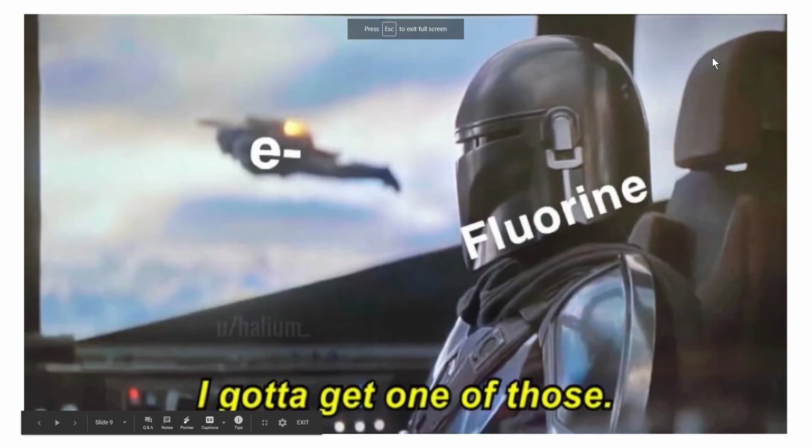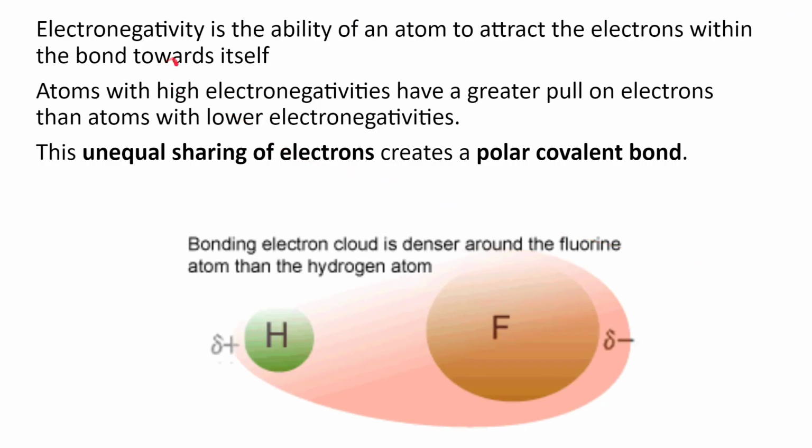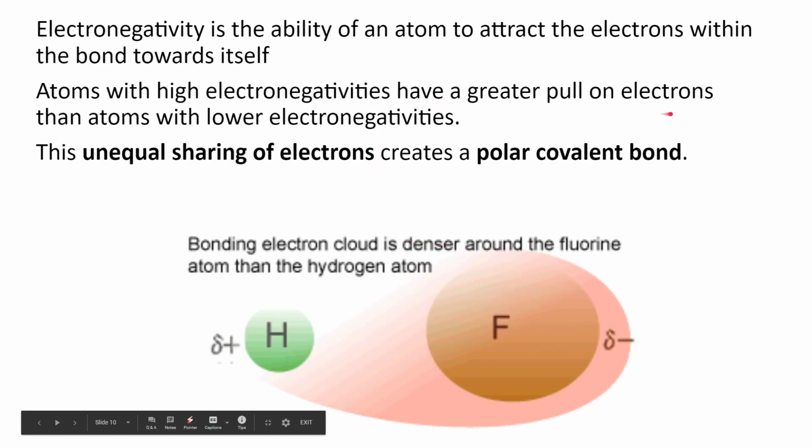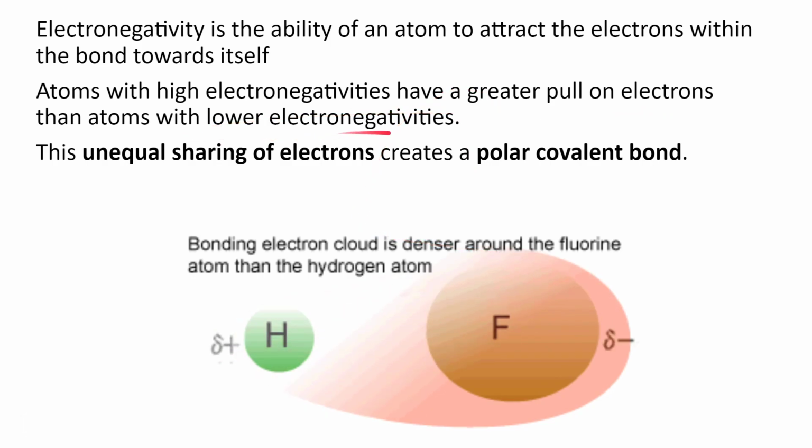We're starting off today with Fluorine looking at an electron, saying he has got to get one of those. Fantastic. So remember, electronegativity is the ability of an atom to attract the electrons within a bond towards itself. Atoms with high electronegativities have a greater pull on electrons than atoms with low electronegativities. So we saw fluorine has the highest electronegativity. It has a greater pull on the electrons than atoms with a low electronegativity like hydrogen.